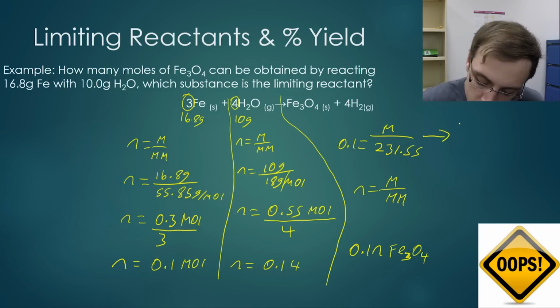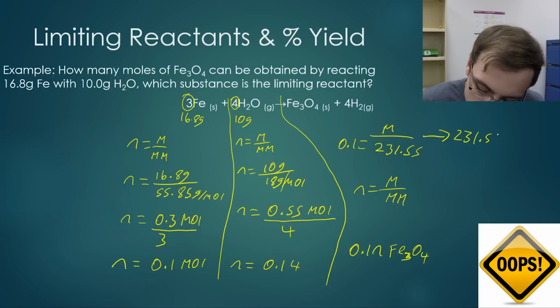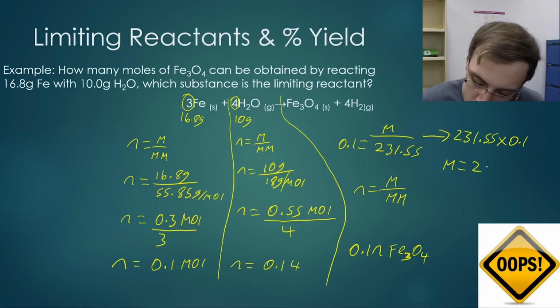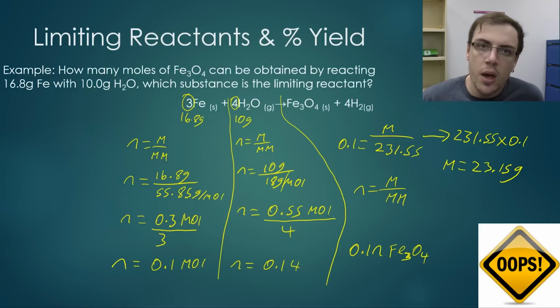So what we do again, we rearrange this formula. So I'll just write this over here. So it's going to be 231.55 times by 0.1 mole, which means the mass of this is going to equal 23.15 grams.